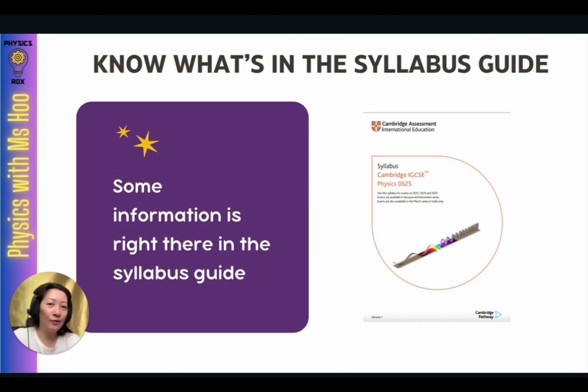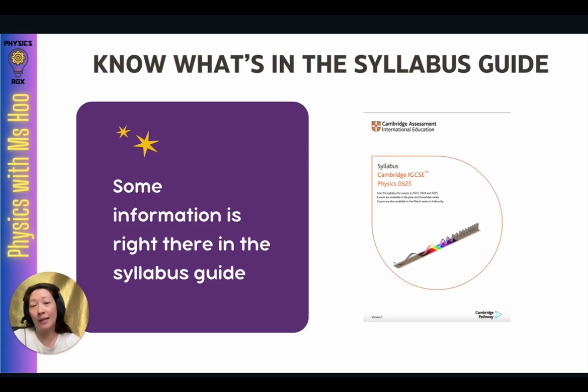Now, just to let you know, I'm the kind of teacher that when I teach in class, I actually refer to the syllabus guide. I go through it line by line with my students. Not all teachers do that. Most teachers prefer to follow the flow in a textbook. There's nothing wrong with either way. Every teacher has their own way.